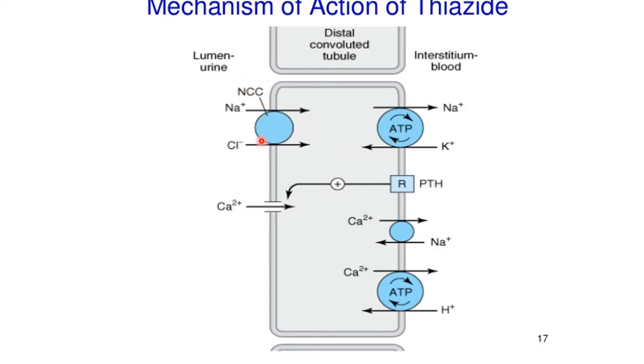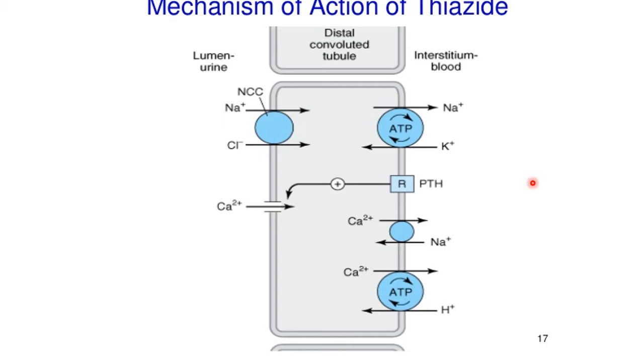Moreover, because of this symporter, there is a positive potential inside the cell. This positive potential causes calcium to come inside the cell from the lumen of the urine. That is the calcium that is present in your urine. This positive potential attracts the calcium from the lumen of the urine inside the cell and then into the blood.